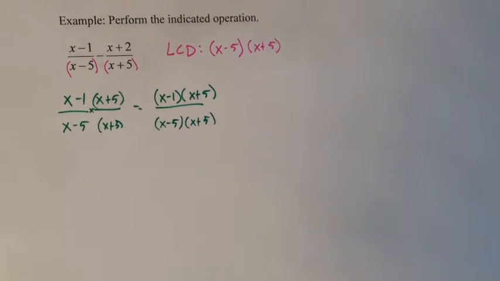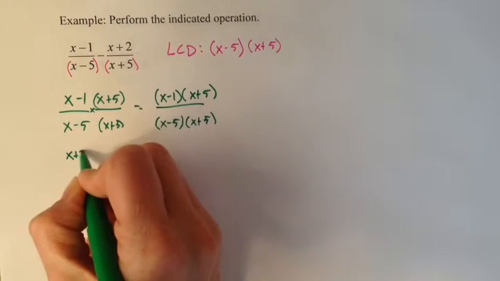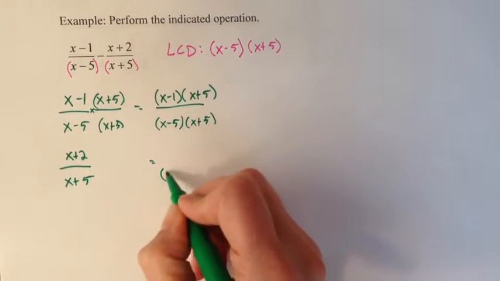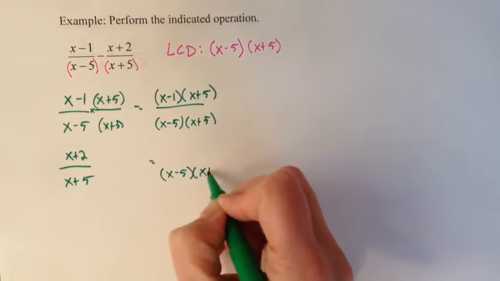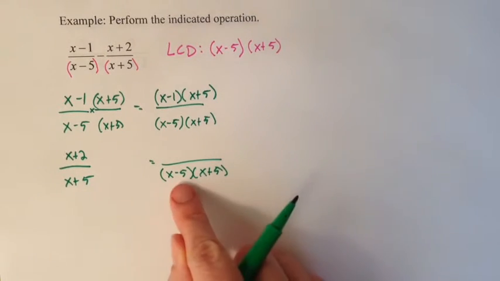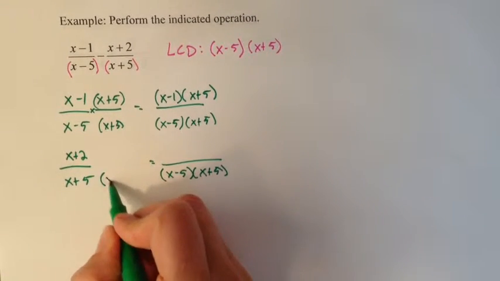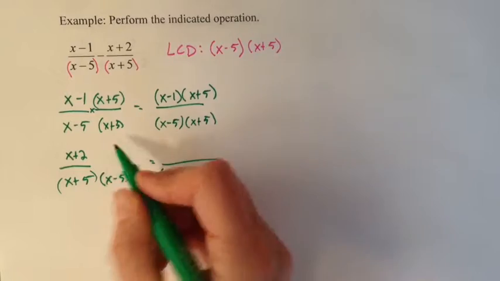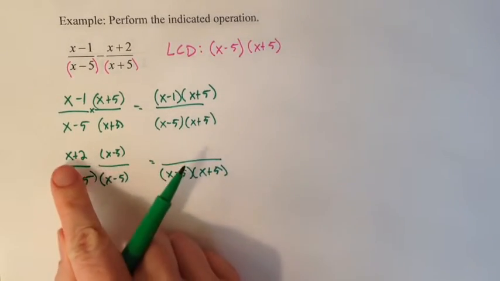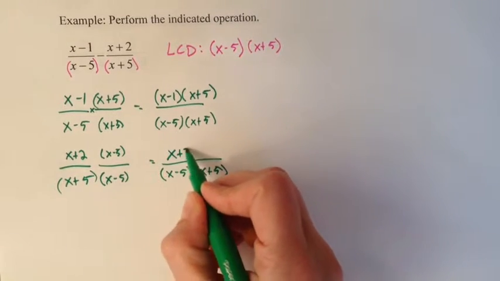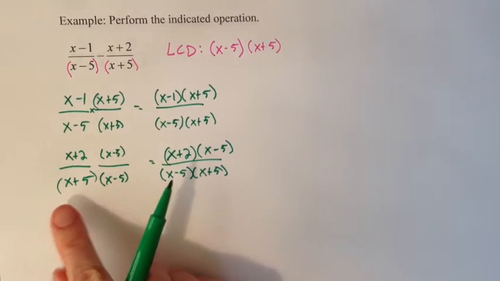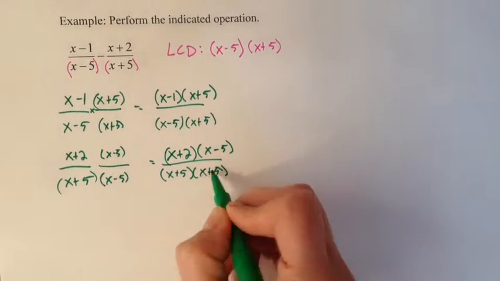Now I'll take a look at my second fraction. I have x plus 2 over x plus 5. My goal denominator is x minus 5, x plus 5. In order to get this denominator to look like that one, I need another term of x minus 5. Now whatever I do to the bottom, I've got to do to the top of my fraction. So when I multiply across here, I end up with x plus 2 times x minus 5 on top, and x plus 5, x minus 5 on the bottom.